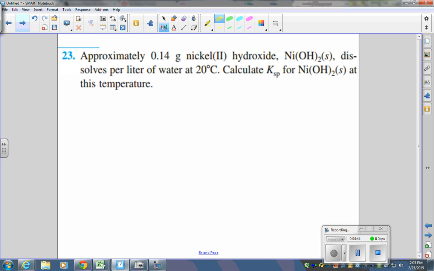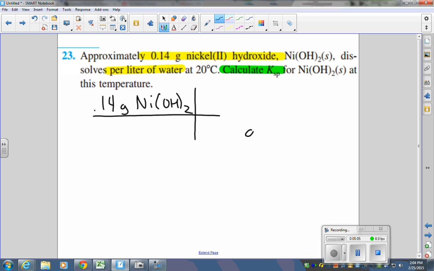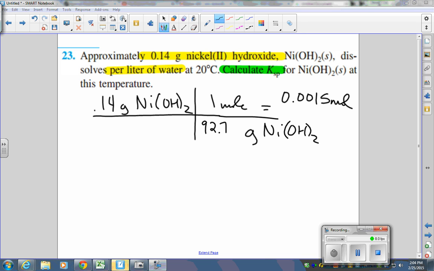0.14 grams of nickel hydroxide, so they give me grams, is dissolved per liter, so we can find molarity with that. And again, they're asking us to calculate KSP. It's the same process, except I don't know what S is. So the first thing I'm going to do is find S. I'm going to take 0.14 grams of Ni(OH)2. I'm going to divide by the molar mass of nickel hydroxide. So I take the 0.14 grams, divide by the molar mass, and convert it to moles. That's how many moles I have divided by 1 liter gives me my molarity. So that is my S value.